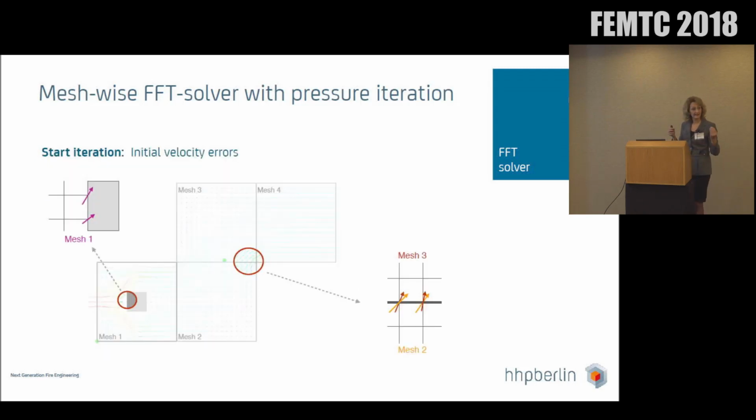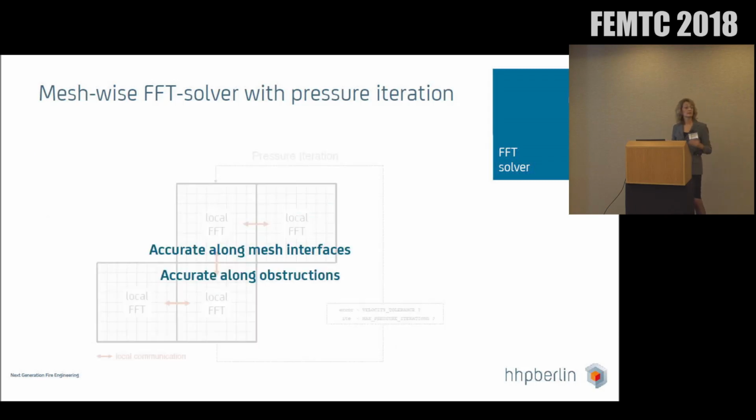Now let's have a look at how it looks. Suppose we have done those local FFTs once. We end up with some inconsistent situation and with a penetration here. We perform a couple of pressure iterations and then it gets more and more consistent. And the penetration gets less and less. And finally, we end up with a fine situation, which is accurate along the mesh interfaces and accurate along the internal boundaries.